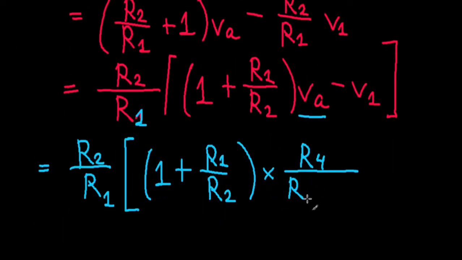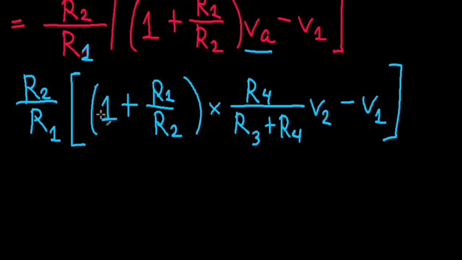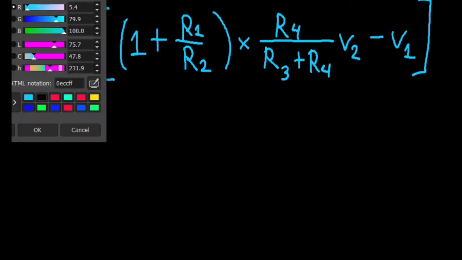R4 divided by R3 plus R4, multiplied by V2 minus V1. All right, so we're essentially done. Just to make this formula more presentable and especially easier to remember, this is basically part of the numerator of this fraction, and I'll also divide this fraction by R4. If you do that, this is I think the most presentable that you can actually make this formula.